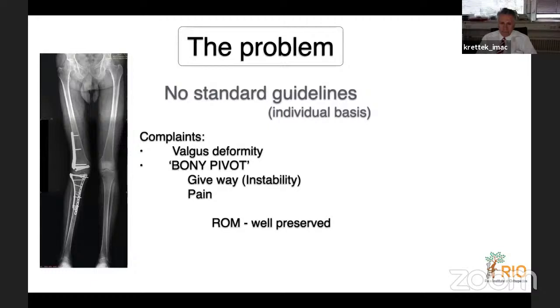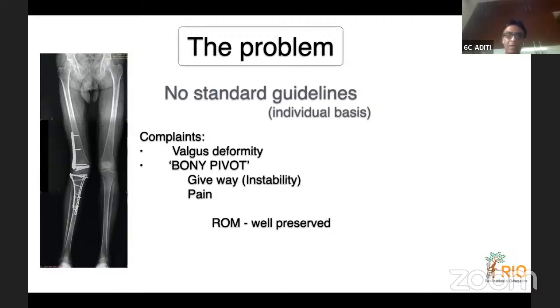If you look at the complaints of these patients, they predominantly present with a valgus deformity because lateral side malunion is much more common than the medial side. And these patients have a complaint of a bony pivot. That is the commonest one that we can see, because often these patients have a malunion following a split depression fracture pattern. So these patients often have a dent in the articular cartilage, which sort of gets them a bony pivot whenever they try to weight bear on the injured limb.